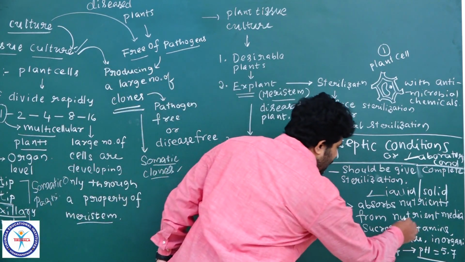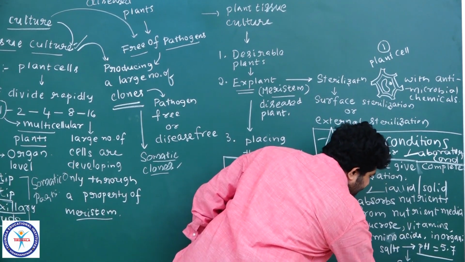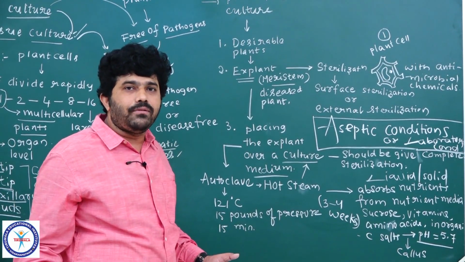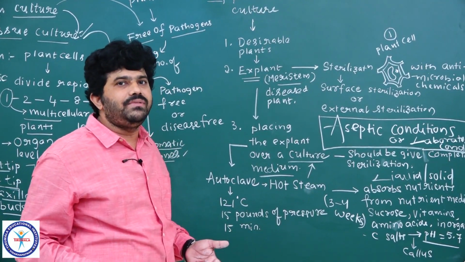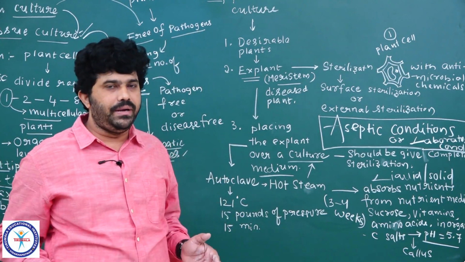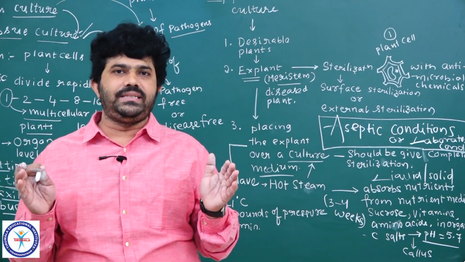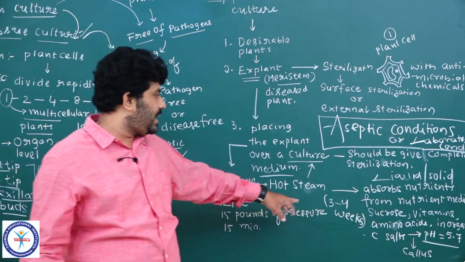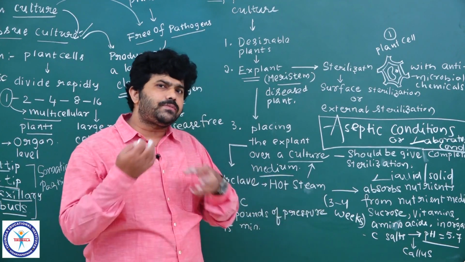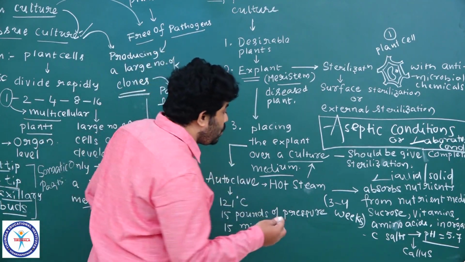Finally, after the absorption of nutrients they grow into callus. Already I said, callus is an undifferentiated proliferating mass of cells, continuously produced by rapid cell division in the cell we placed as explant on the nutrient media. During the incubation time of 3 to 4 weeks, the explant absorbs nutrients, different kinds of inorganic salts and organic sources, and also phytohormones.